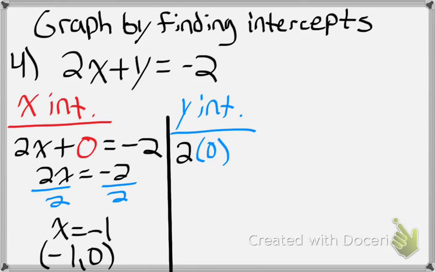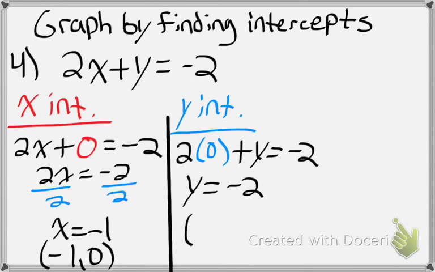2 times 0 plus y equals negative 2. Okay, so now solve this for y, and you'll be done. So 2 times 0 cancels out, so you're left with just y equals negative 2. Oh, look, you found your y-intercept. Your y-intercept is y equals negative 2, meaning you have an ordered pair at (0, negative 2). So you've now found both of your intercepts. You're ready to graph this equation.